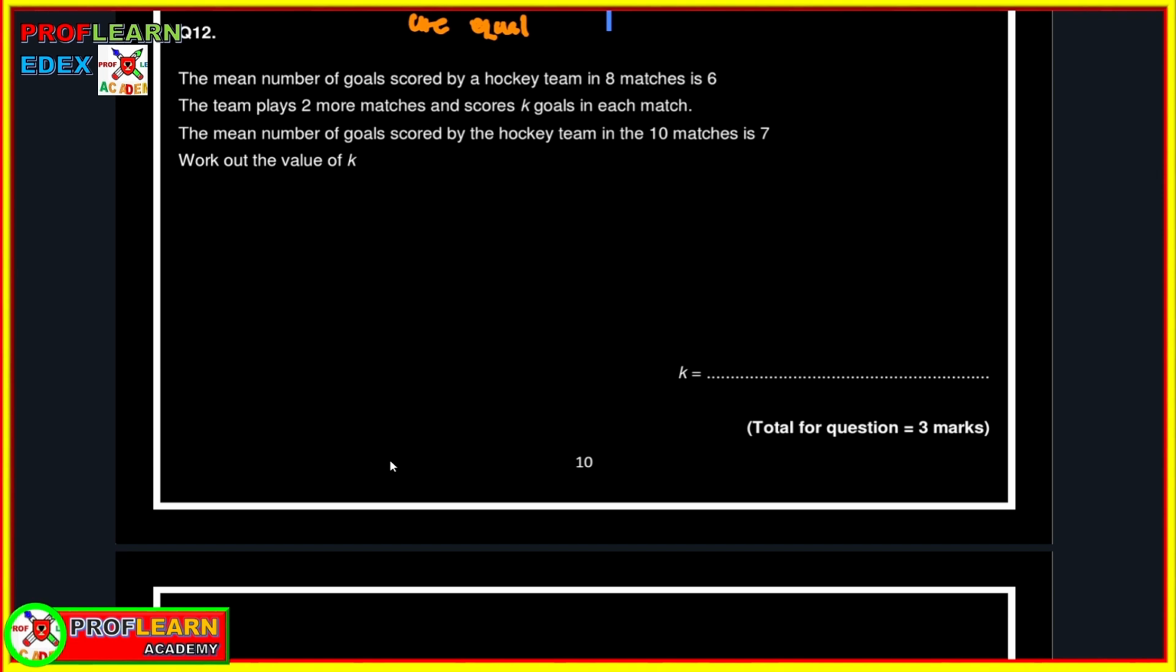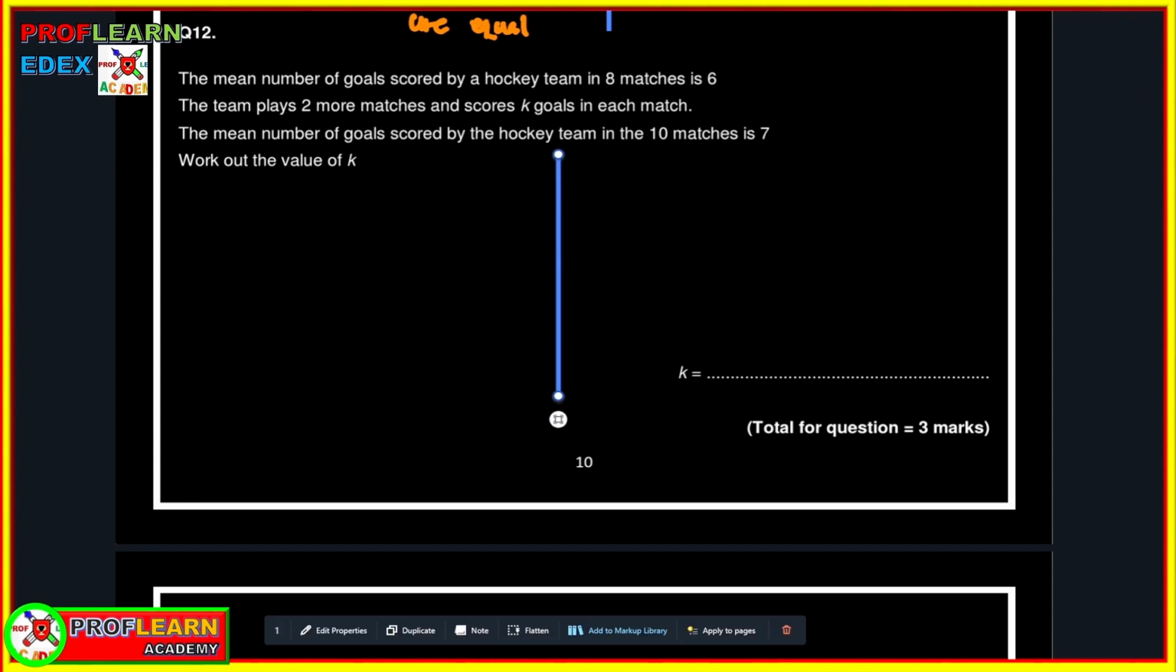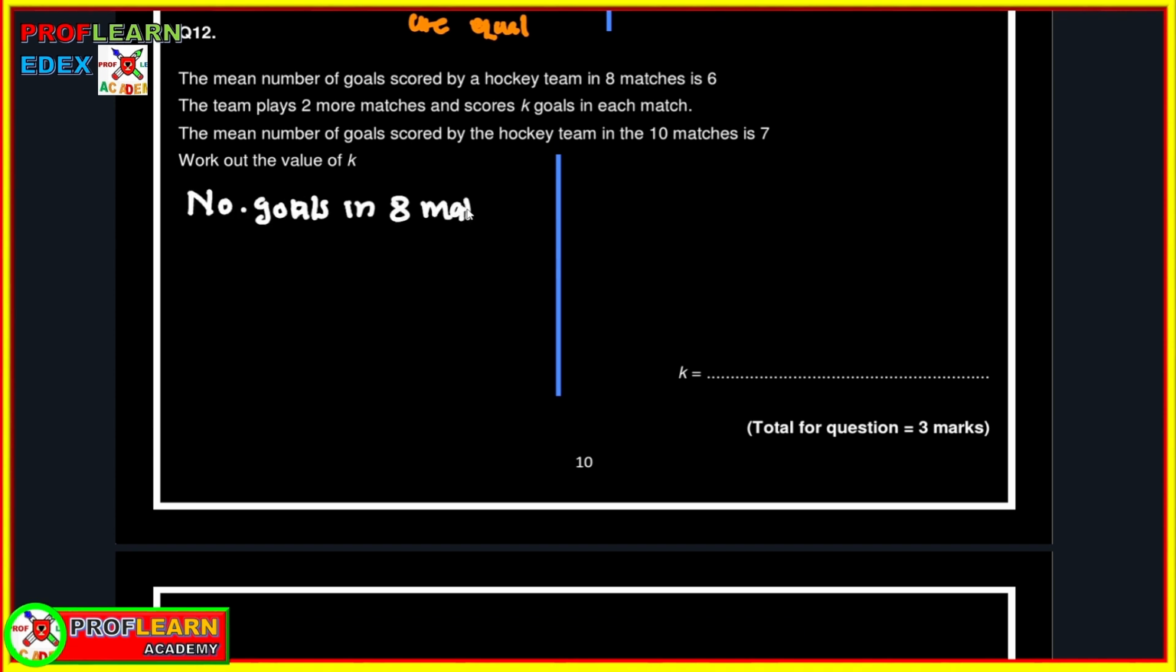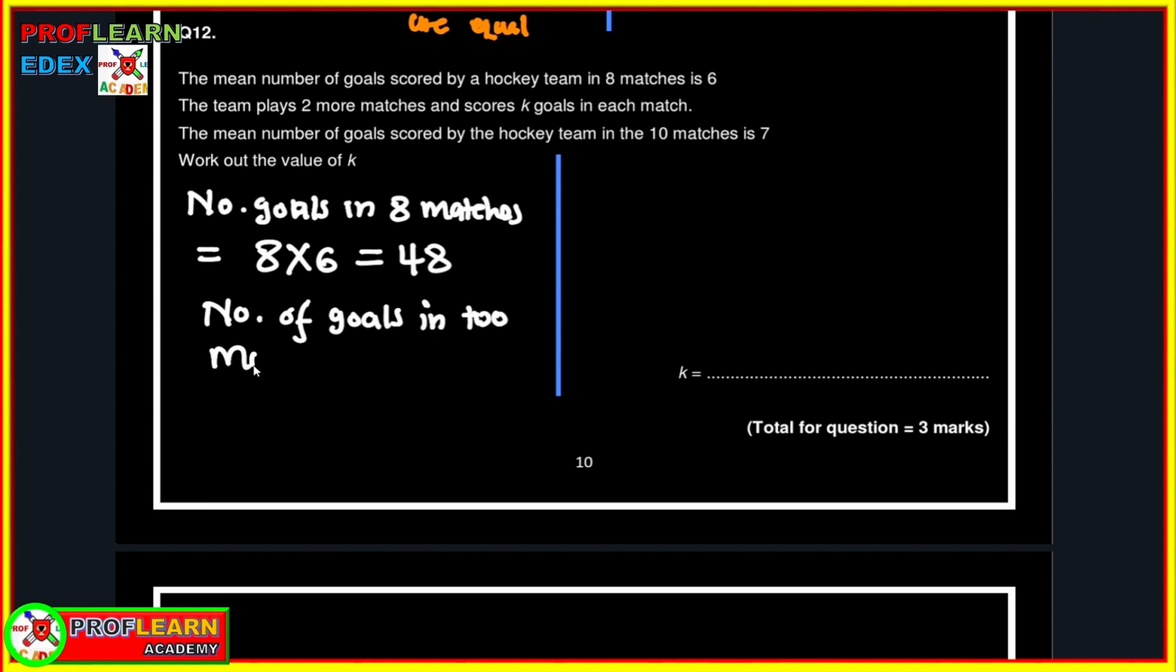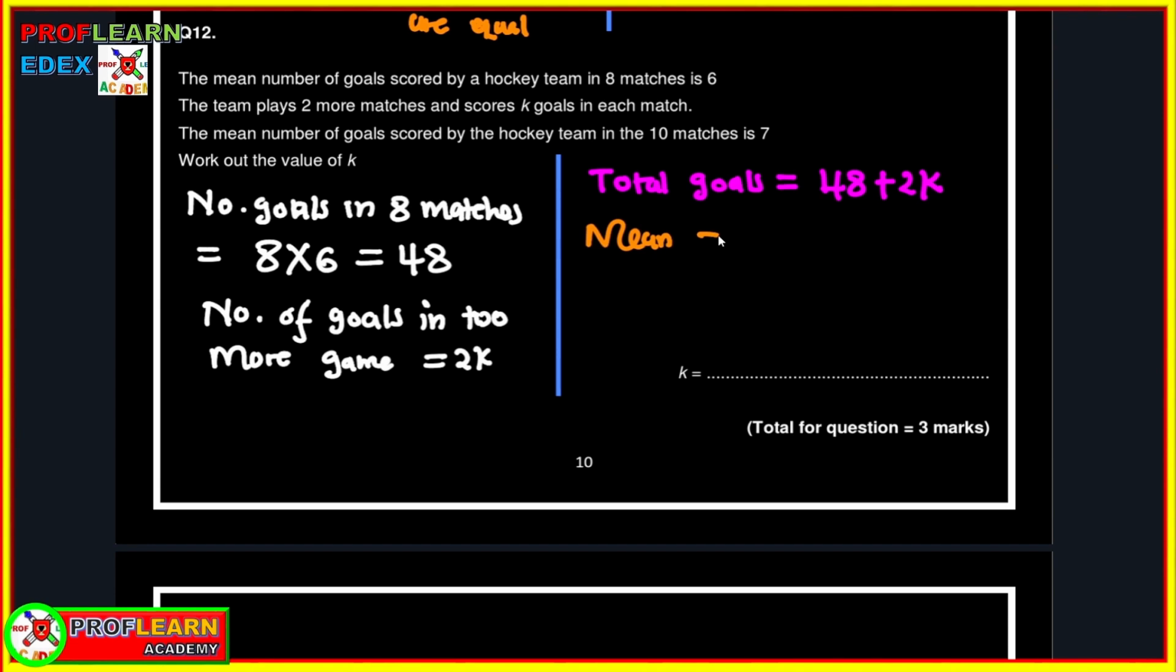Okay, so we're going to start this by, let me see what we can start writing. Yeah, number of goals in 8 matches is going to be 8 times 6, which is 48. Number of goals in the 2 matches is going to be 2k, because each match was k, so the 2 is 2k. Then total goals is going to be equal to 48 plus 2k.